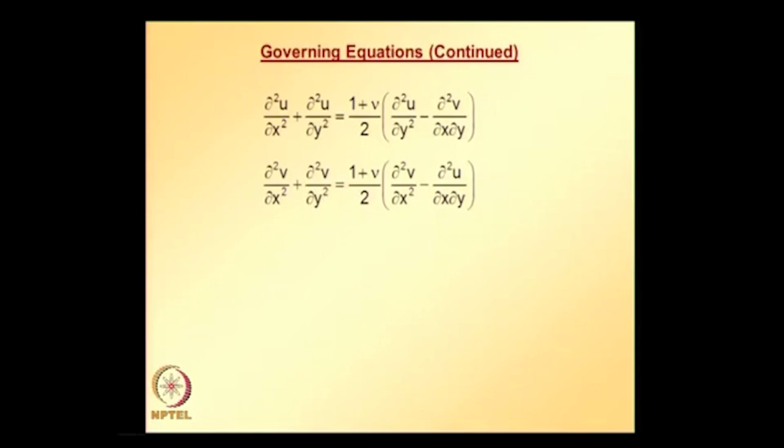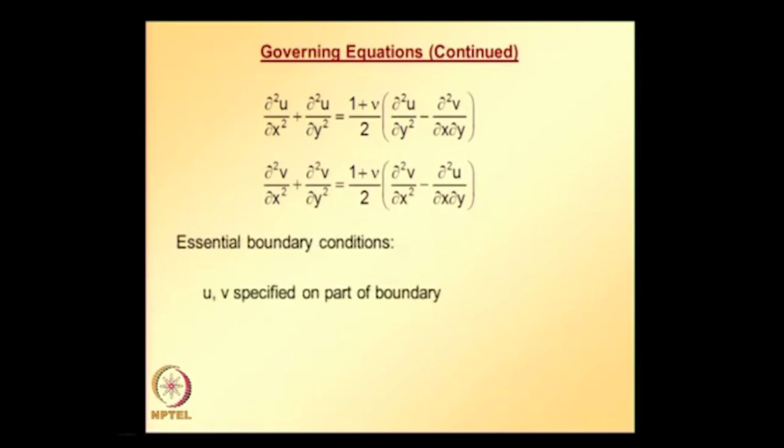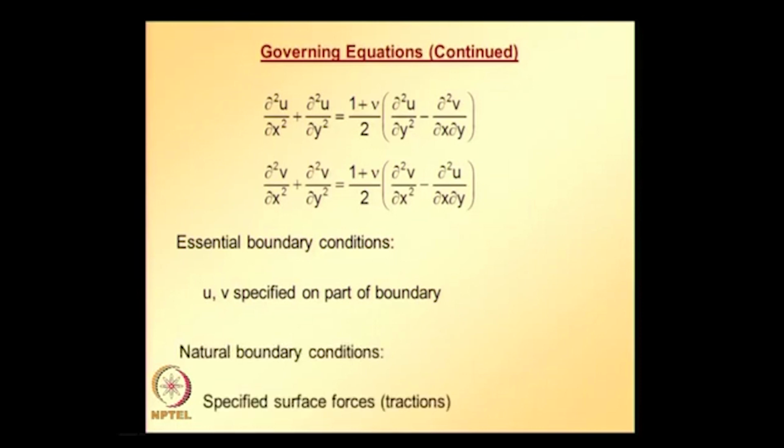And so the solution for a 2-dimensional elasticity problem is basically solving these two coupled second order differential equations subjected to boundary conditions, u and v specified on part of the boundary. You can notice here these two are second order differential equations, so those boundary conditions of order 0 are essential boundary conditions, and those boundary conditions of order 1 are natural boundary conditions, and natural boundary conditions are specified surface tractions.